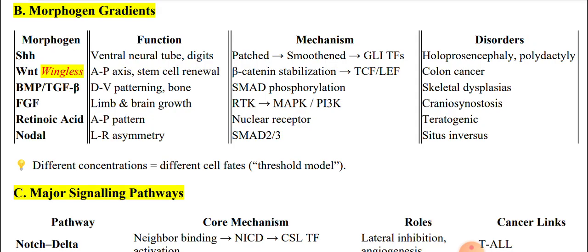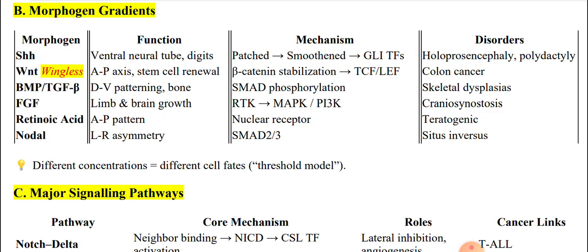And developmental disorders linked to FGF? Mutations affecting FGF receptors are frequently linked to craniosynostosis. Such as? The premature fusion of the bony plates of the skull. This can restrict brain growth and cause abnormal head shapes. It highlights FGF's role in coordinating skeletal development.